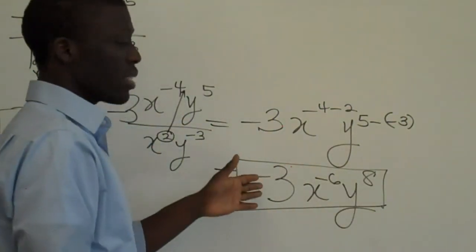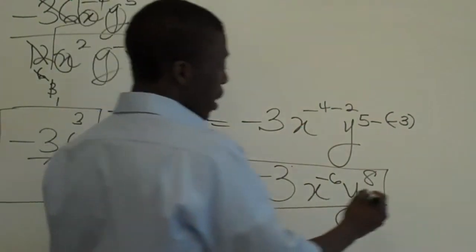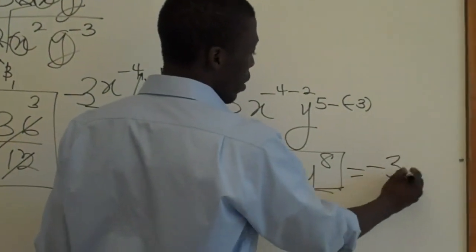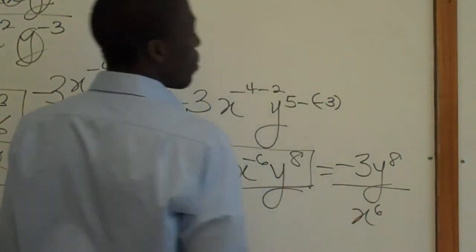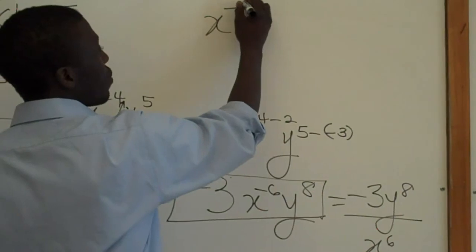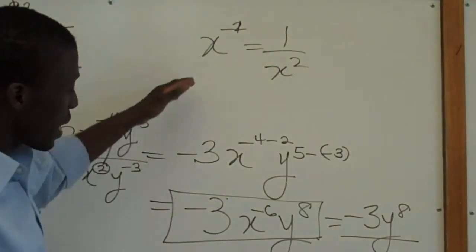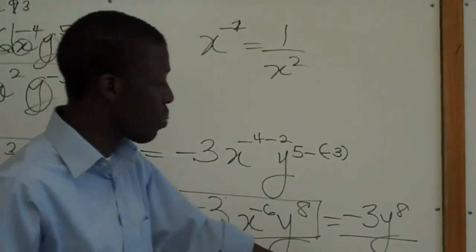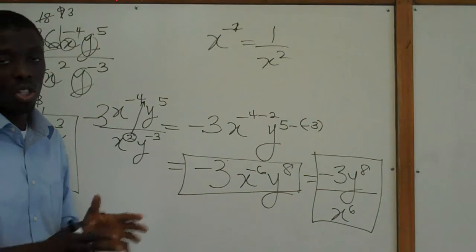This can be considered the answer to the problem, but what I want to encourage you to do is to go all the way and simplify. And when you simplify, it becomes minus 3 y to the 8th power divided by x to the 6th. Because according to the law that we learned earlier, x to the power negative 2 is the same thing as 1 over x squared. So using that same principle, we can bring this x to the bottom, and this will be the answer that we have. So that's how you do such a problem on the homework.